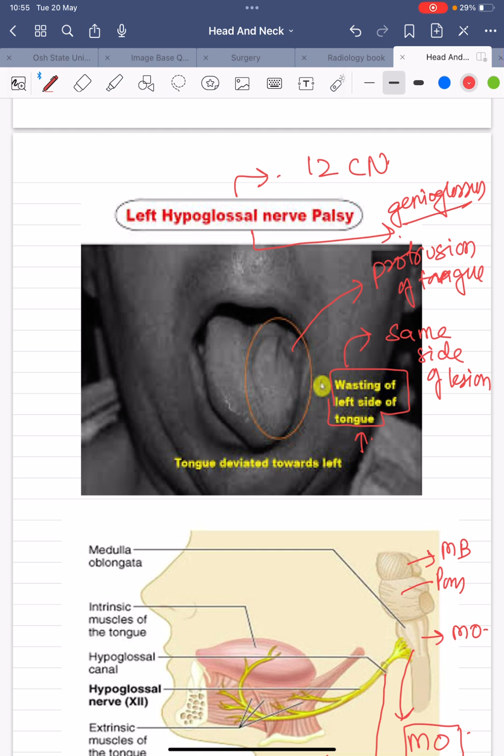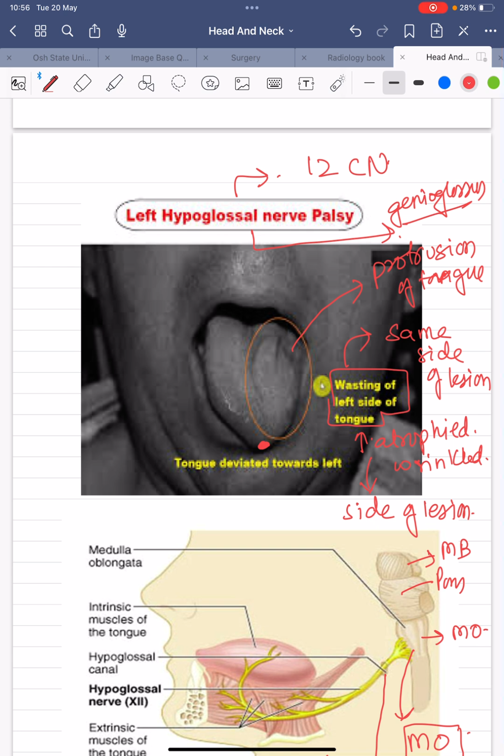So the left side of the intrinsic muscle of the tongue, as you can see in the diagram, is atrophied, and there is wrinkling. Okay, so there is weakening and atrophied muscles of the side, and now it is pointing towards the side of the lesion. So when you ask the patient to protrude the tongue, the tip of the tongue, see, this is the tip of the tongue, it will protrude towards the side of the lesion.